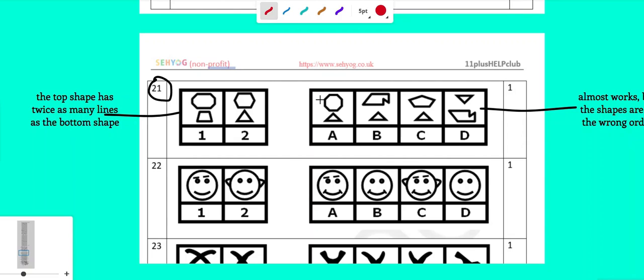So A is definitely not our answer. By looking at it, we can say that. C is not our answer as well, because this is a pentagon and here we have a triangle with 3 lines. So no. And D almost works, but the shapes are in the wrong order. The smaller one should be here in place of the bigger one. So D is not our answer as well, making B the correct option here.